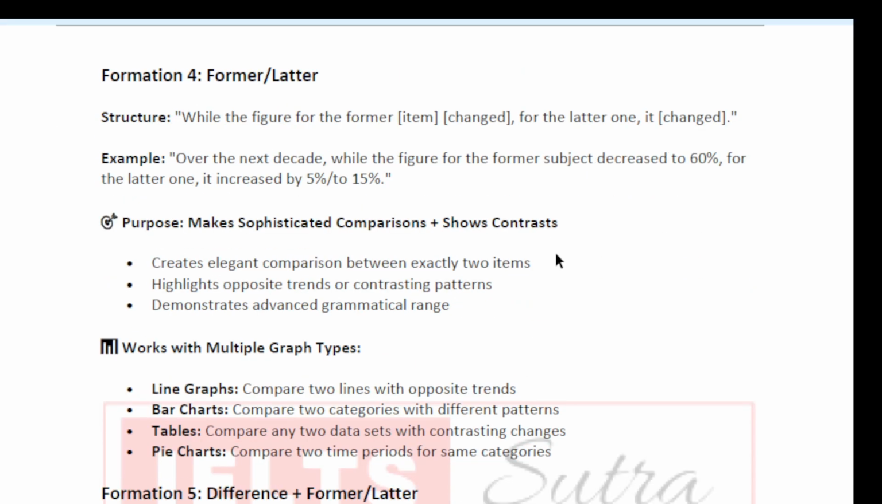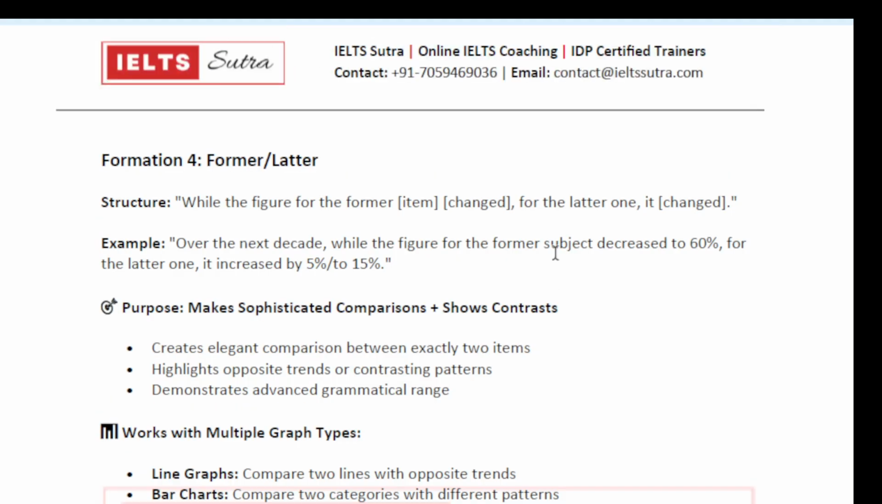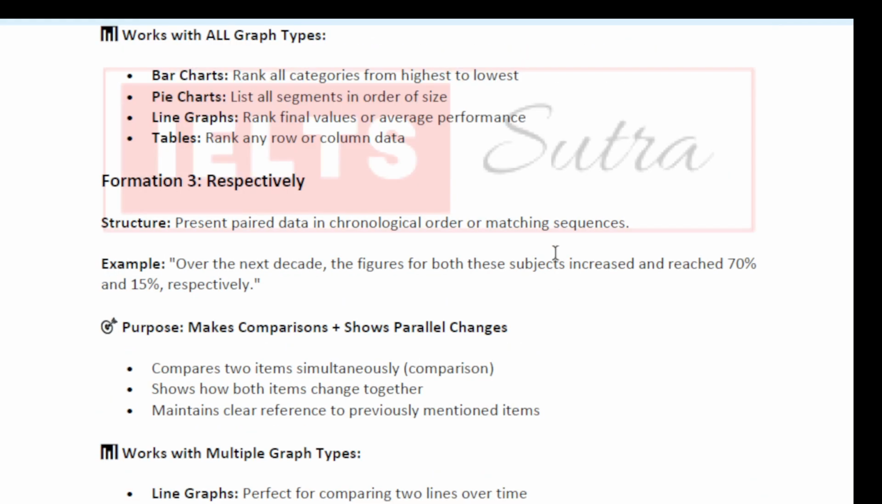Now let's go to this formation number 4, which is called the former and latter formation. Now in respectively formation, what happened was that we used respectively to show parallel changes. Parallel changes means when both the changes or all of the changes that you're mentioning are of the same type. For example, if all the values are increasing or if all the values are decreasing. So in this case, for example, both the values were increasing, right? That both the values increased and reached 70% and 15%.